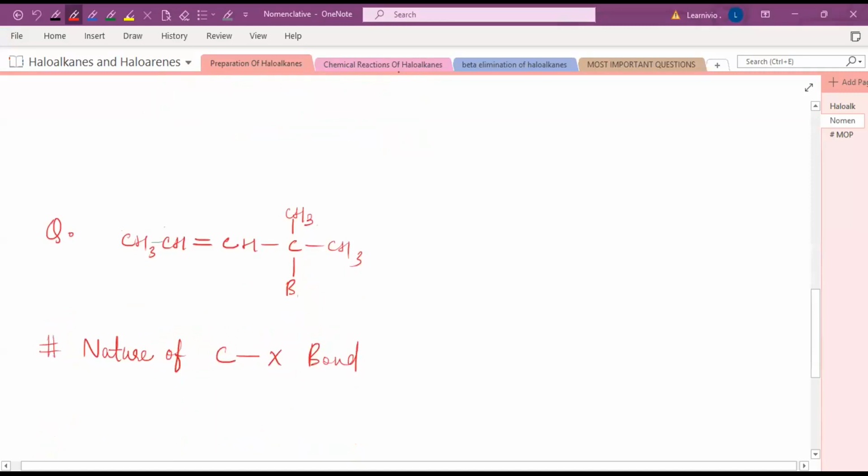One thing. Now, can you please tell me the name of this? Yeah, write down the IUPAC name of this. Let's see if you got the point or not. Write down the IUPAC name.